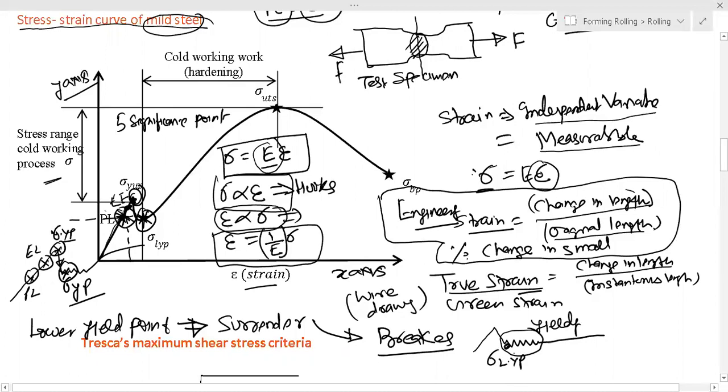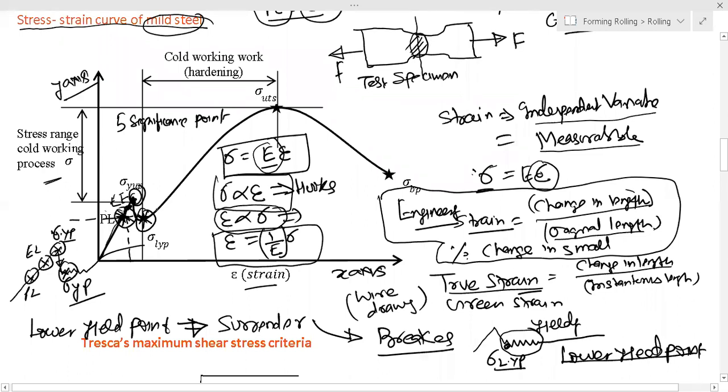In all our strength calculations, we design a machine element based on either the lower yield point or the ultimate strength, depending upon the material. If it is a brittle material, generally we design based on ultimate strength, and when it is a ductile material, we design based on the lower yield point.